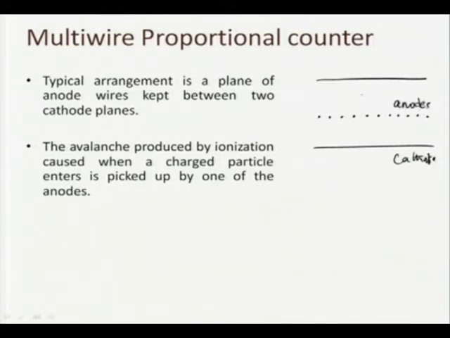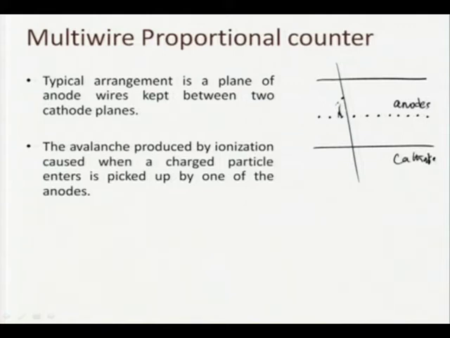Now, when a charged particle passes through this, it produces electrons like we discussed earlier, and then they will move towards some anode wire, and the nearest anode wire will pick up the avalanche. Similar to the earlier case.